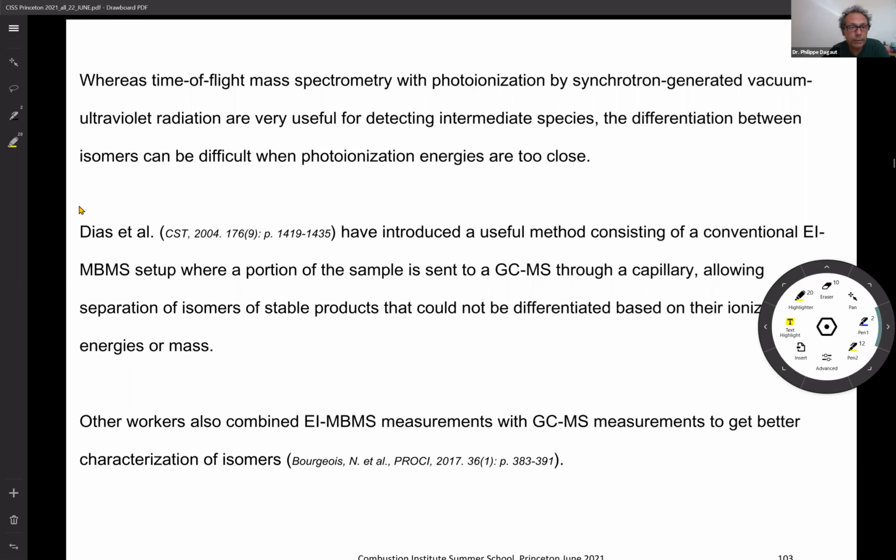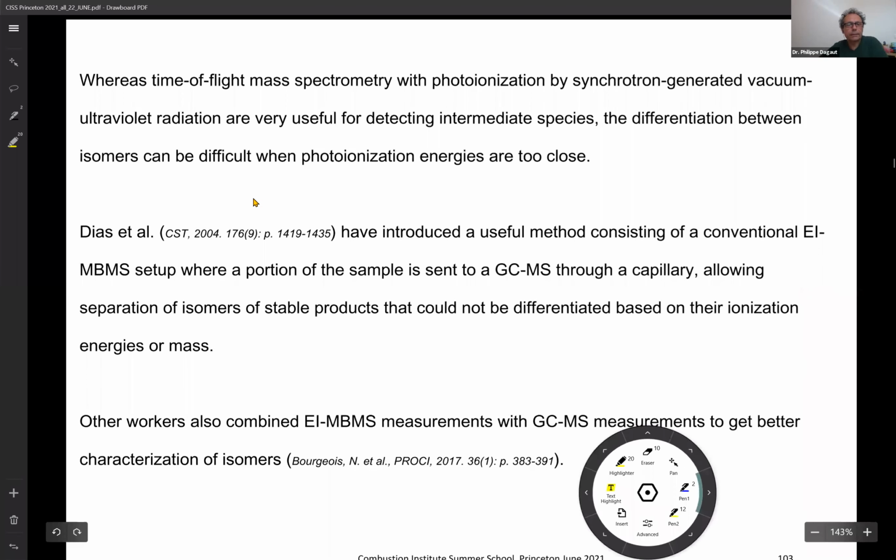And this is what was introduced by Dias and co-workers in Louvain in Belgium. They used a method consisting of a conventional electron impact MBMS setup, where a portion of the sample is sent to a GCMS through a capillary, which allows the separation of isomers of stable products that could not be differentiated based on their ionization energy or mass. And other workers also combine electron ionization MBMS measurements and GCMS measurements to get better characterization of isomers. I refer to a paper published in the Proceedings of the Combustion Institute in 2017 for those of you who are interested.